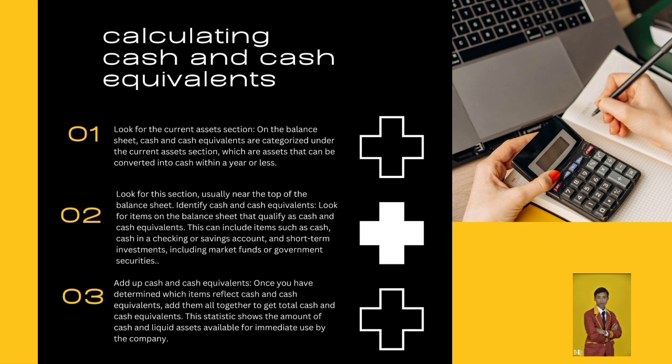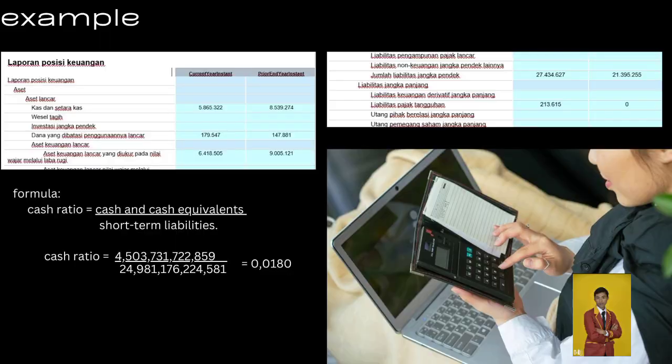Identify cash and cash equivalents. Look for items on the balance sheet that qualify as cash and cash equivalents. This can include items such as cash, cash in a checking or savings account, and short-term investments, including money market funds or government securities. Add up cash and cash equivalents. Once you have determined which items reflect cash and cash equivalents, add them all together to get total cash and cash equivalents. This statistic shows the amount of cash and liquid assets available for immediate use by the company.